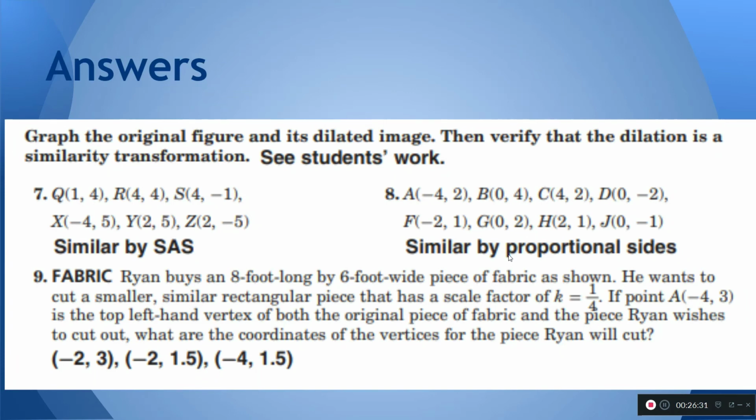All right, so the answers are here. It's not going to show you the graphs, but it's showing you that you can find out that this is similar by side angle side, and this is similar by proportional sides. Then we've got the coordinates over here for each of those points written down for number 9. If you had any trouble, if you have any questions, once again, write it down, contact me.